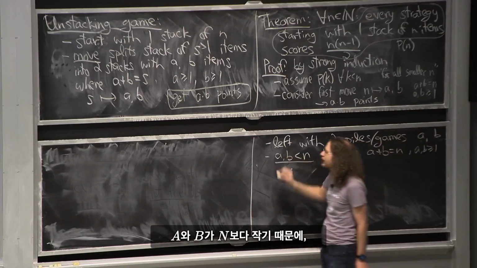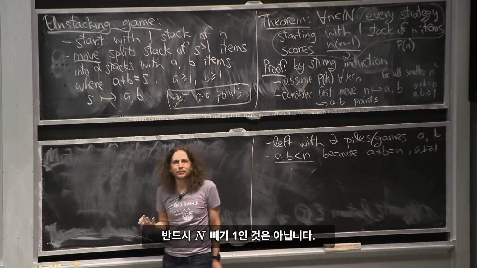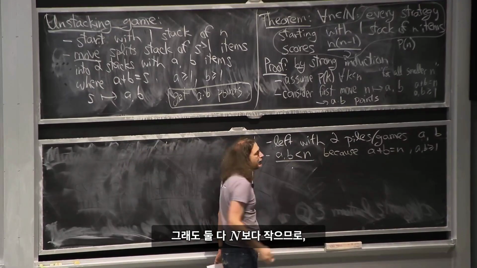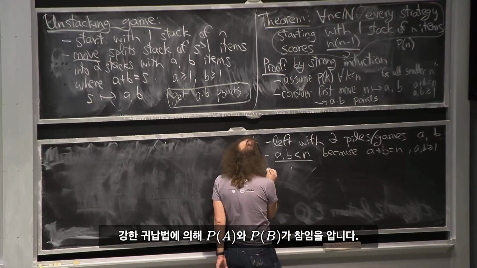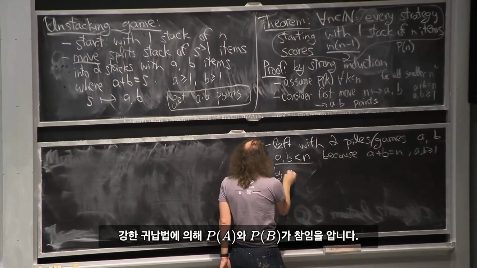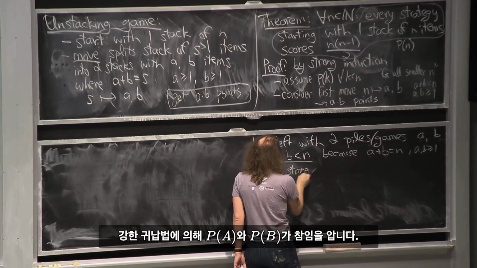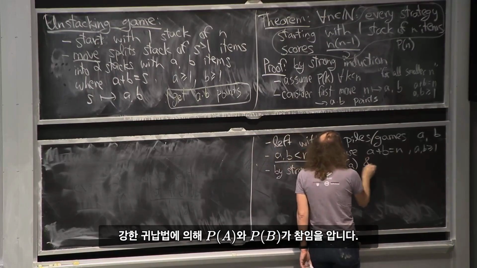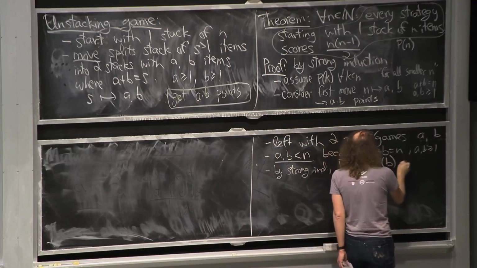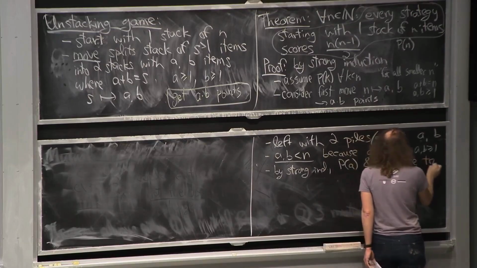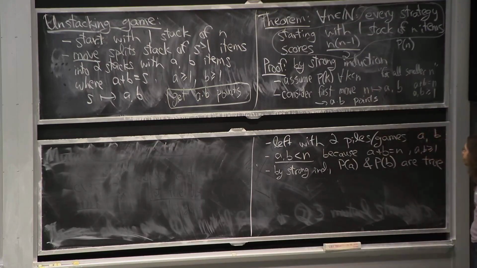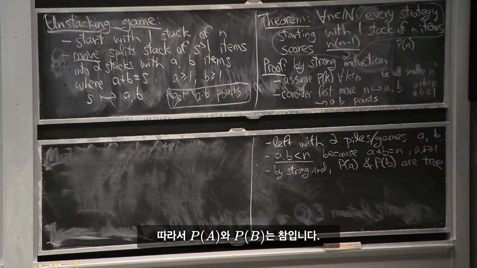Okay, because A and B are less than n, they're not necessarily n minus 1, so we couldn't just use regular induction. But they're less than n, and so by strong induction, we know that P of A is true and P of B is true. We wrote that up here: assume P of k for all k less than n. So A and B are less than n, so P of A is true and P of B is true.